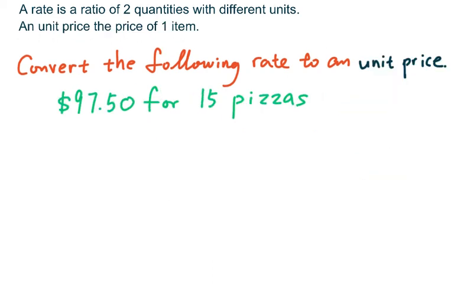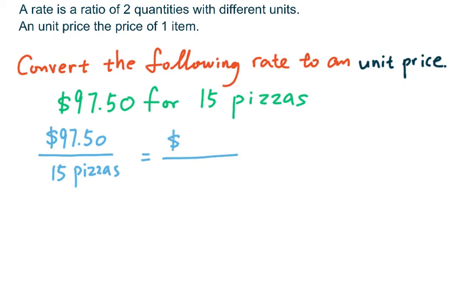Now let's look at an example for converting to unit price. So a unit price is the price of one item. Suppose we're given the rate, $97.50 for 15 pizzas. We can first write this as the ratio of two quantities, which is $97.50 to 15 pizzas or over 15 pizzas. And since we want to figure out the unit price, we want to know how much it costs for one pizza.